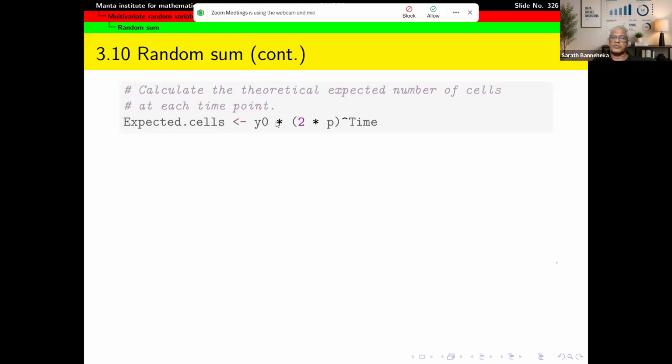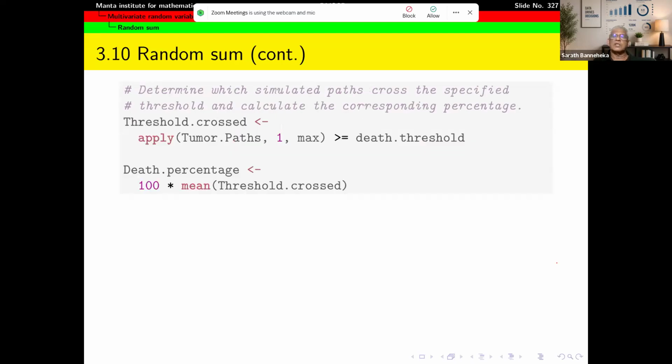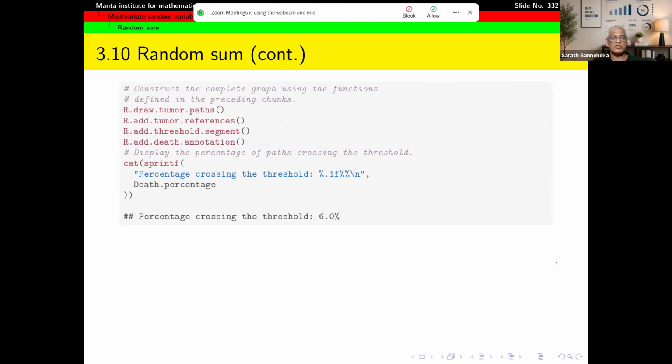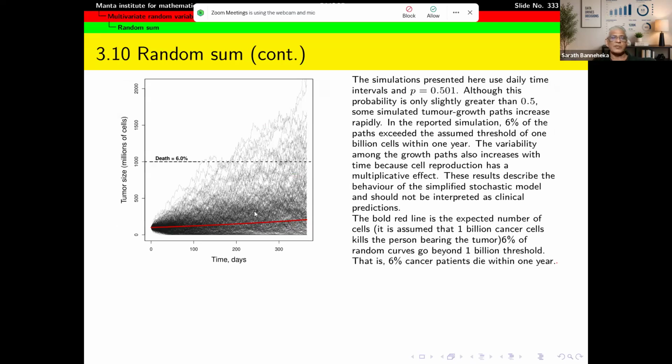So expected number of cells, we have an expression already. That was, it's equal to y naught times 2 to the power time, right? So we get the expected number of cells and also the actual number of cells. And then I calculate those quantities using the simulation. And this is what I got. And you have a similar graph in the book also. Right? So here we have 500 possible paths, right?